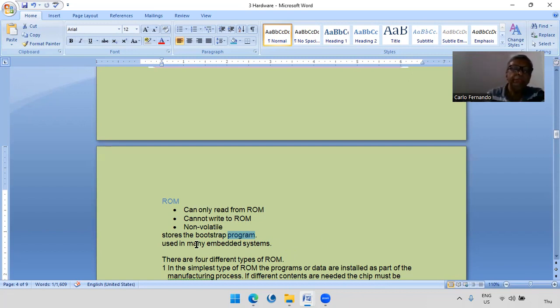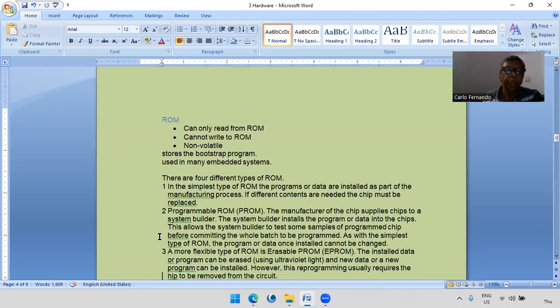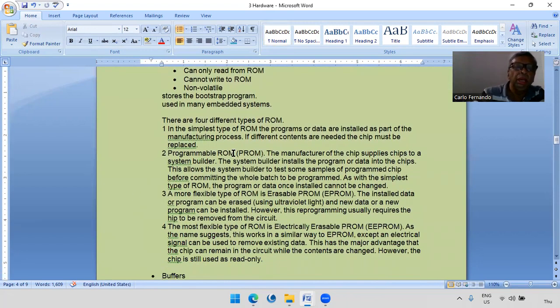So this ROM is used in many embedded systems. There are 4 different types of ROM. What are they? In the simplest type of ROM, the programs or data are installed as part of the manufacturing process. So if different contents are needed, the chip must be replaced. To change the contents, you have to remove the chip or the IC and replace it with a new one.